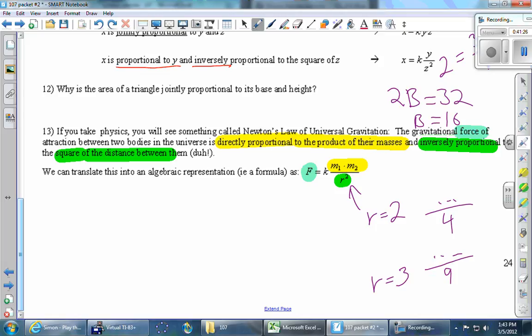So you can say nice things like, if you double the mass of one of the objects, what happens to the force? It doubles. If you double the mass, you double the force. If you triple the mass, you triple the force. Things are a little bit more complicated on the bottom because it's a squared. But suffice it to say, if things get further apart, the force decreases, and that's captured in the formula.